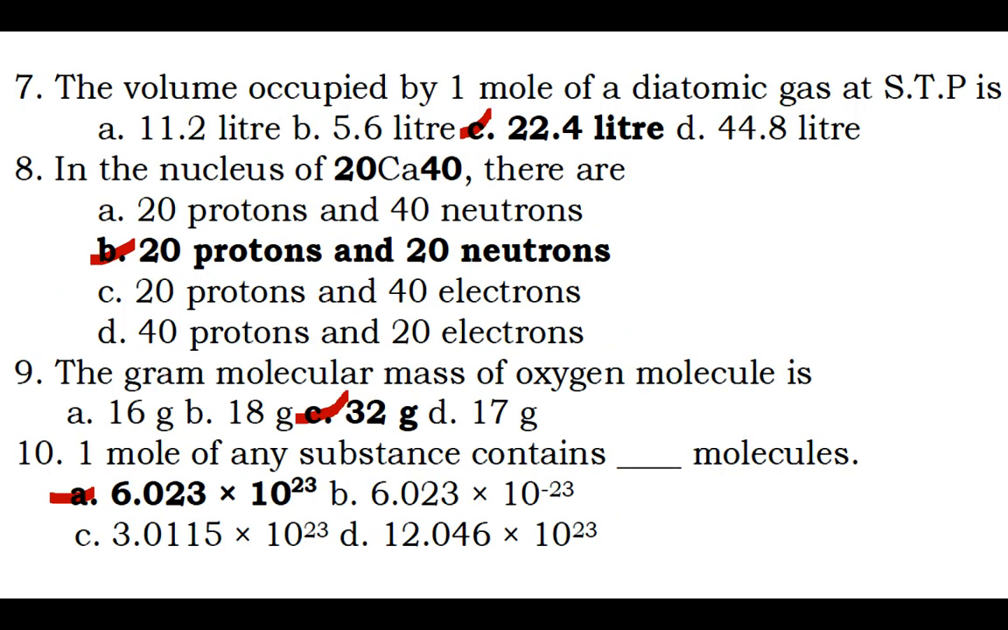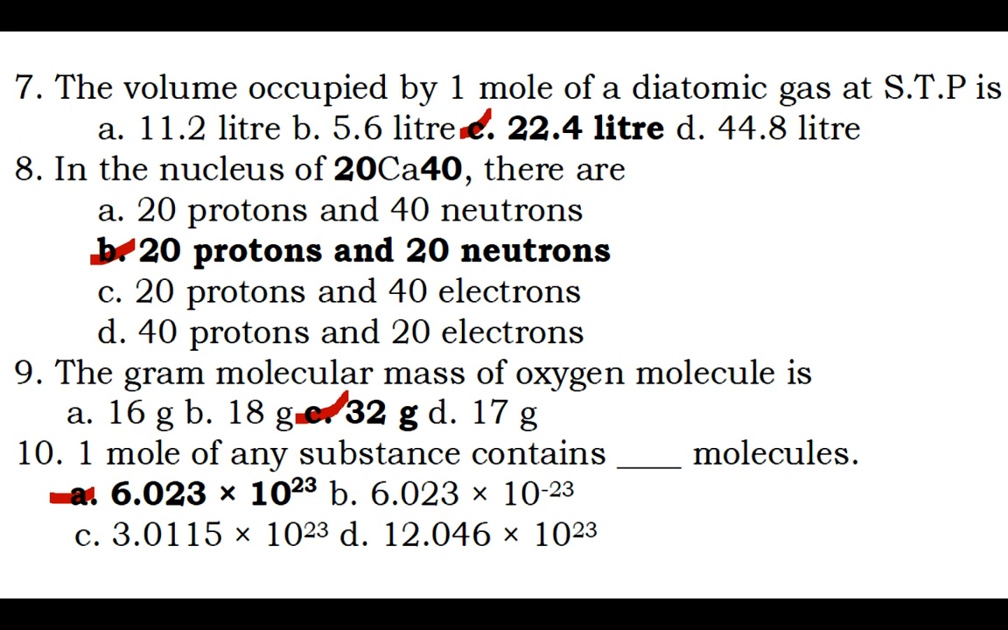Question number 7. The volume occupied by 1 mole of a diatomic gas at standard temperature and pressure is option C, 22.4 liters. Question number 8. In the nucleus of calcium-40, there are option B, 20 protons and 20 neutrons. Question number 9. The gram molecular mass of oxygen molecule is option C, 32 gram.